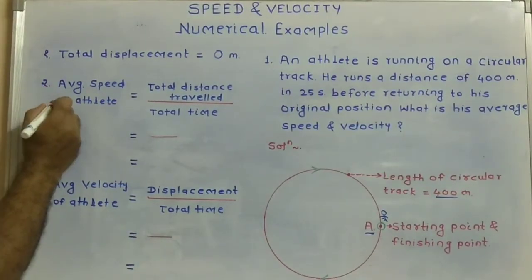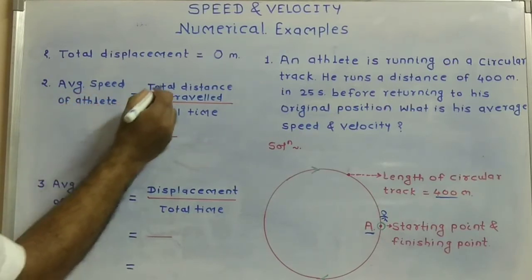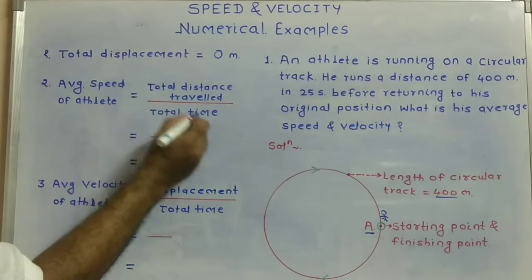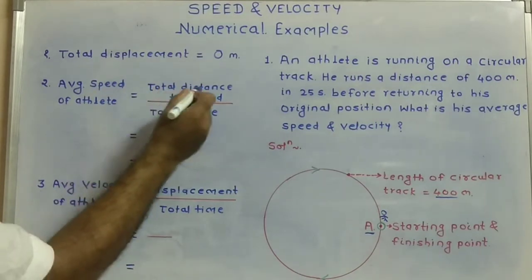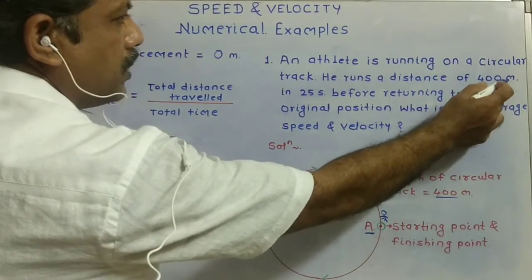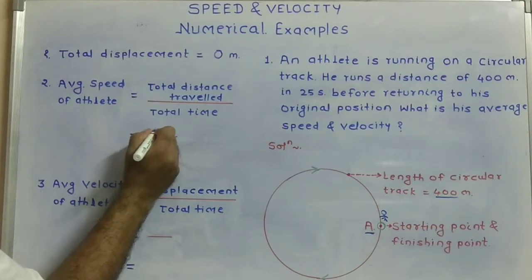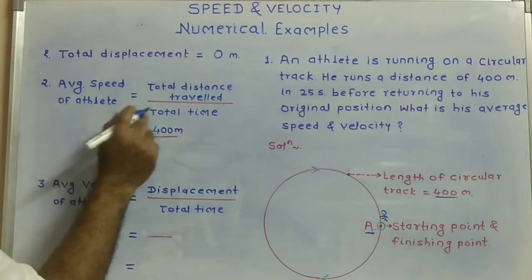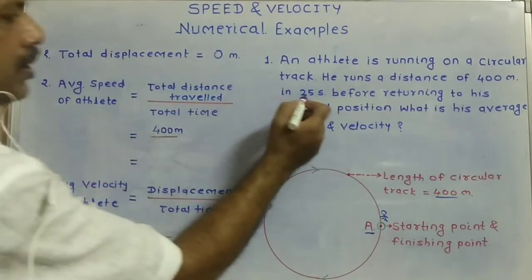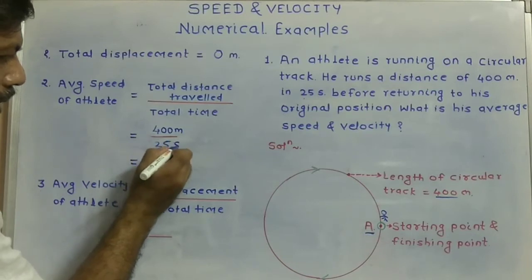Now, we will calculate the average speed of athlete. What is the average speed of athlete? Total distance traveled upon total time. What is the total distance traveled? Here, the total distance traveled is equal to how much meter? 400 meter. Therefore, you can write down here 400 meter divided by total time. Total time is how much? 25 seconds. You can write down here 25 seconds.